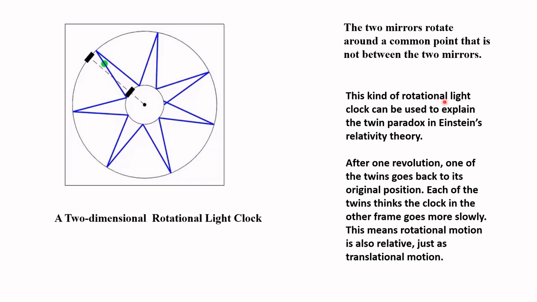This kind of rotational light clock can be used to explain the twin paradox in Einstein's relativity theory. And we can see that after one revolution, one of the twins goes back to its original position, and each of the twins thinks the clock in the other frame goes more slowly. This means that rotational motion is also relative, just as the translational motion.